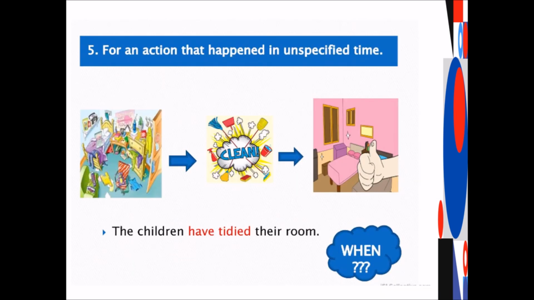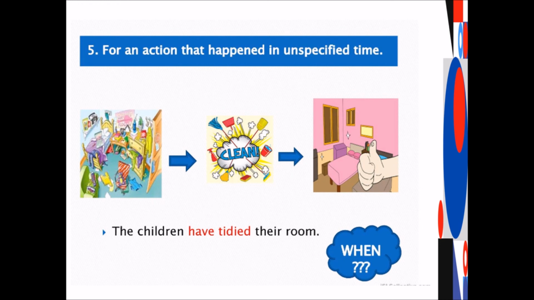Okay, let's move on. Guys, this one is what we're going to be focusing more on in our next class. So I will just read and give some examples, but I will not go deep into this topic now because we're going to be seeing this later on. Okay, so number 5, for an action that happened in a non-specific time, unspecified time, what does that mean?